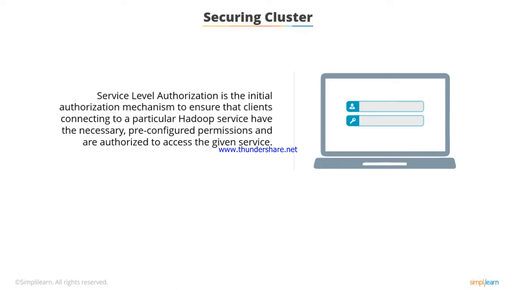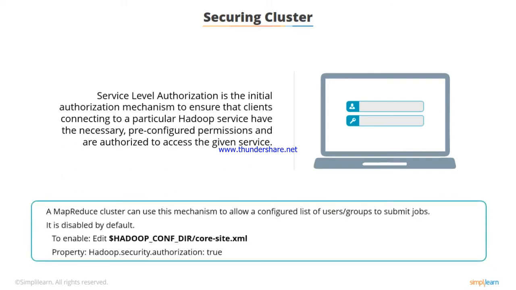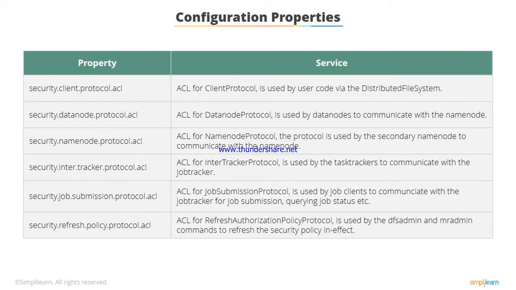This is performed before other access control checks at file level on HDFS, or before checking permissions at job queue level. For example, a MapReduce cluster can use this mechanism to allow a configured list of users and groups to submit jobs. It is disabled by default. To enable, edit $conf_dir/core-site.xml. The property is hadoop.security.authorization: true.